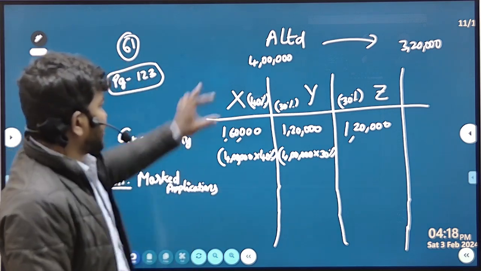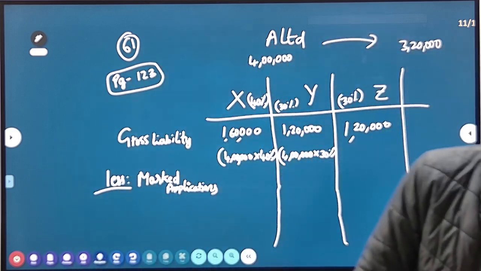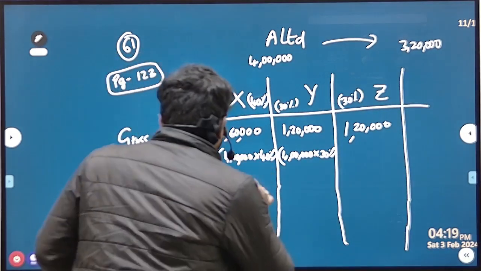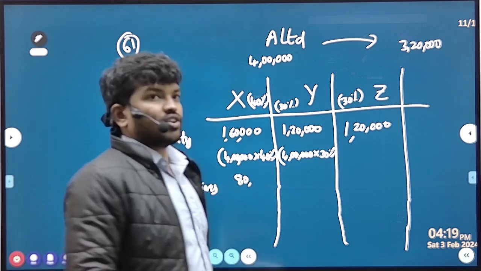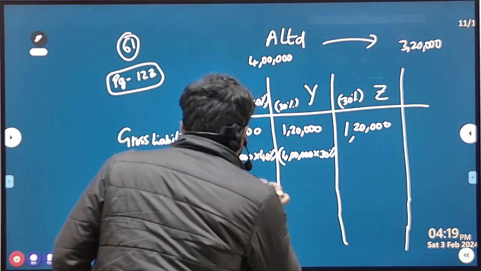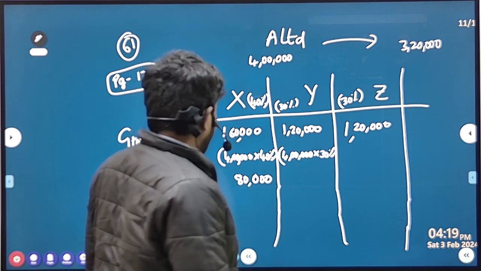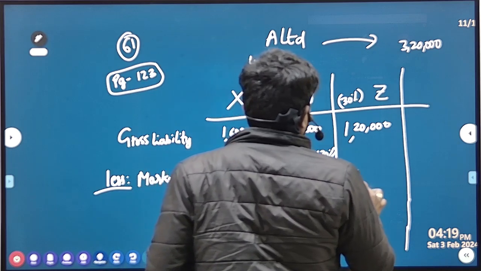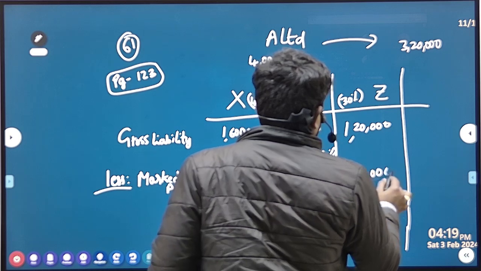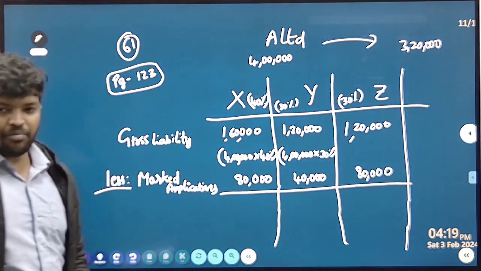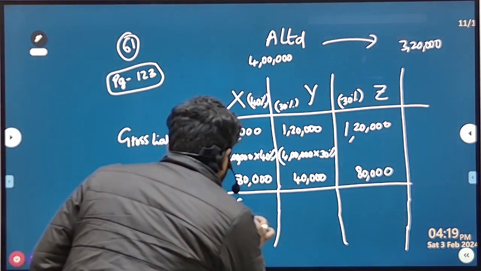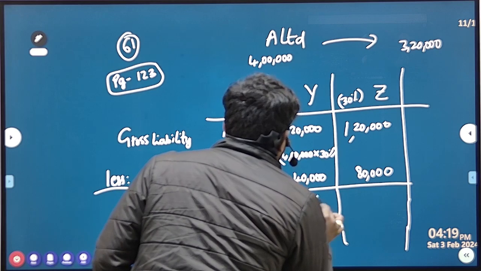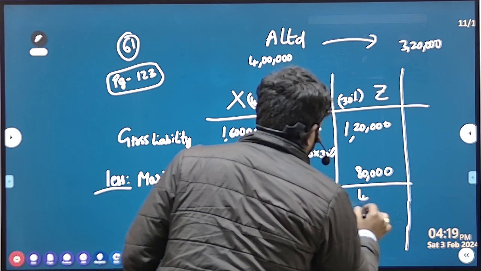Now less marked applications. How many are the marked applications of X? How much was given in the sum? 80,000. Very good. Next, Y? 40,000. Z? 80,000. Subtract 80 from 1,60,000: 80,000. 1,20,000 minus 40, 80,000. 1,20,000 minus 80, 40,000.